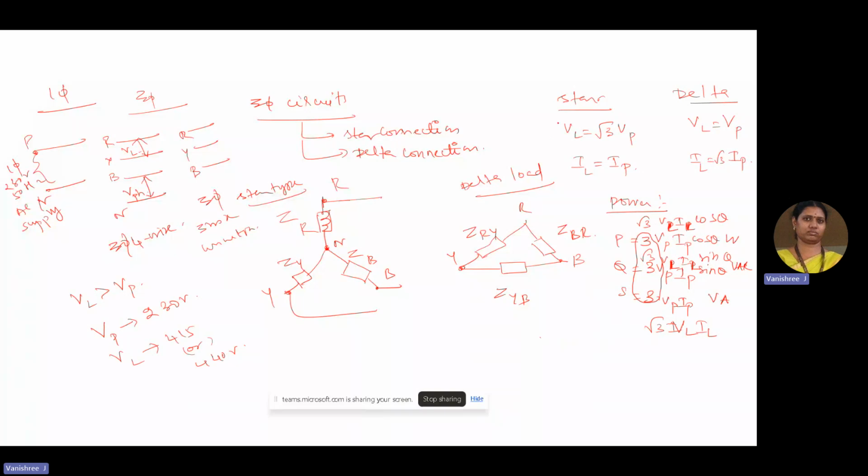And a very important thing to be noted is the relationship between the line and the phase values. So I hope I have given you a clear explanation about the various types of connections under AC circuits.